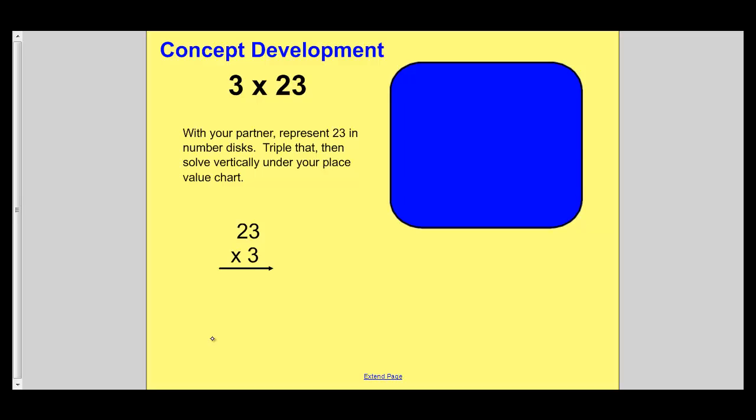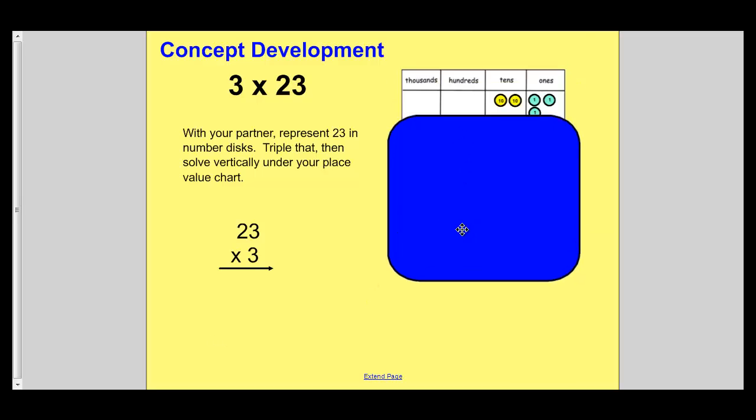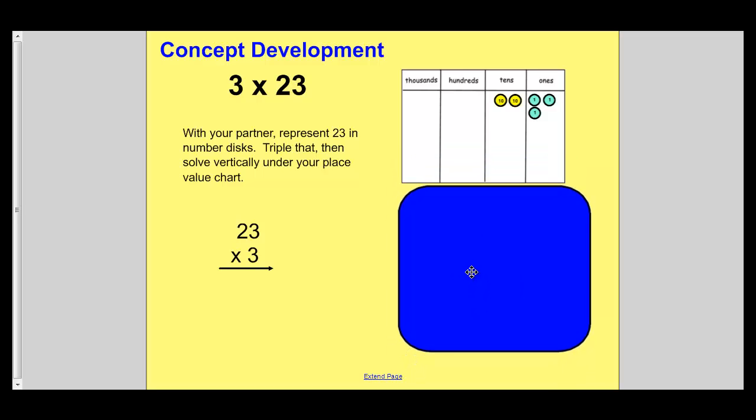All right, so I want you to go ahead and draw your place value chart, and represent 23 in your place value chart. Now, we're taking 23 and we're multiplying it times 3. So we're going to come back to our place value chart and we're going to do it 3 times. So I've already got 3 one time. Now I'm going to do 3 another time.